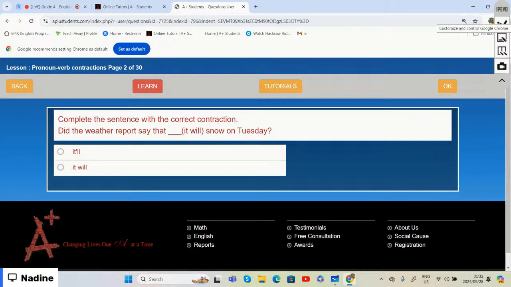All right, the next one says, did the weather report say that it will snow on Tuesday? So it will. Do we write it when we shorten it like option one, it'll? It's almost like saying it'll work. Or option two, it will.